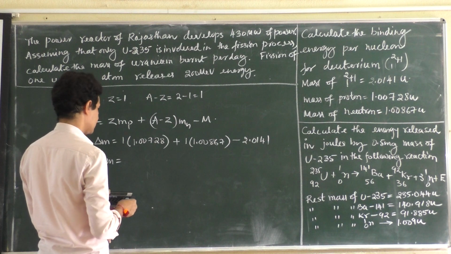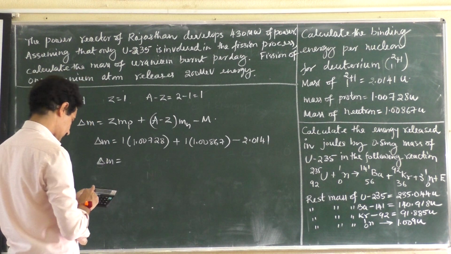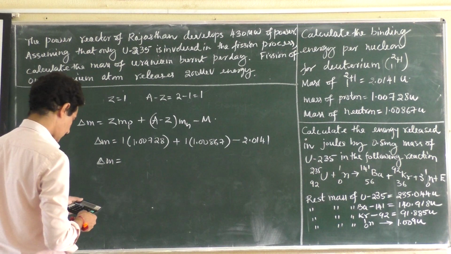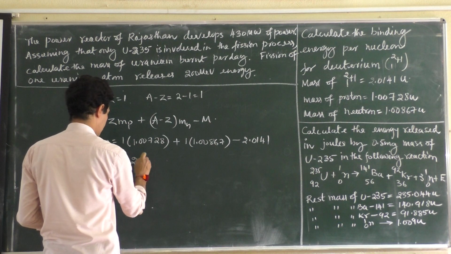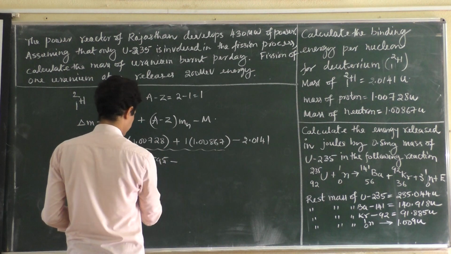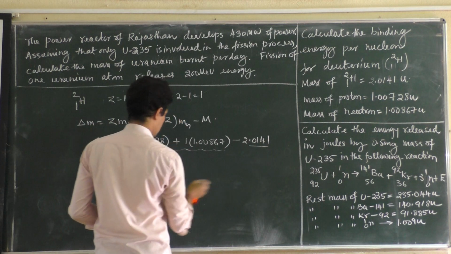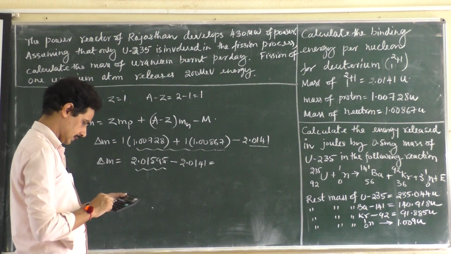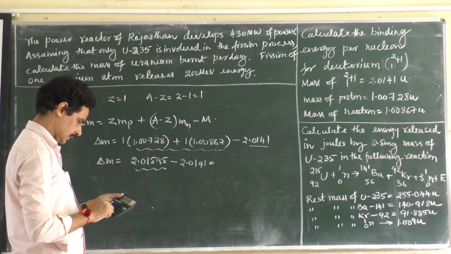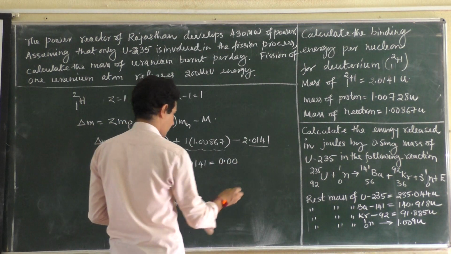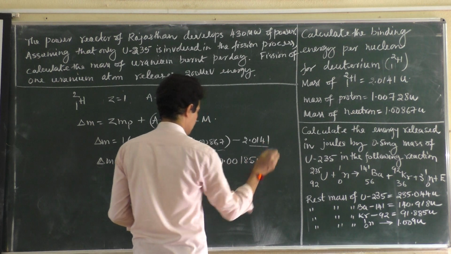1.00728 plus 1.00867, so that is equal to 2.01595. Now 2.01595 minus, this is the answer for this one, minus this one, 2.0141. So that is equal to minus 2.0141. So mass defect will be very less, 0.00185 U. This is the mass defect.